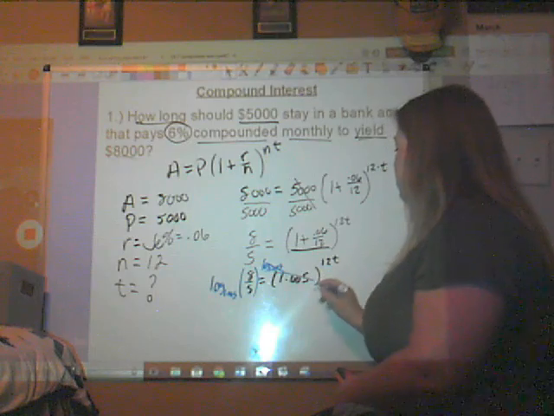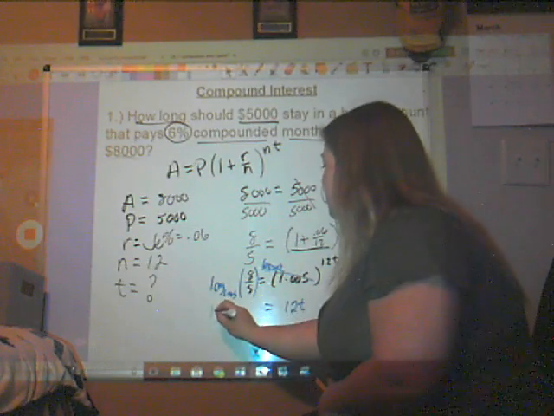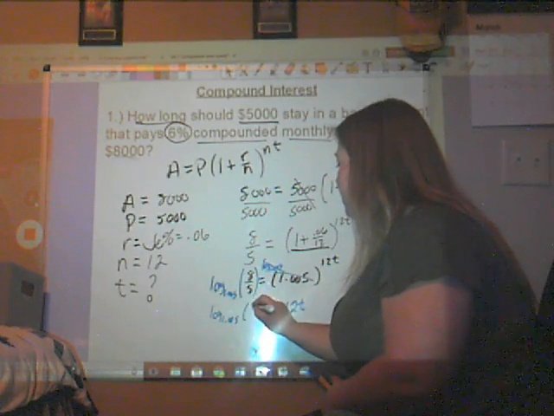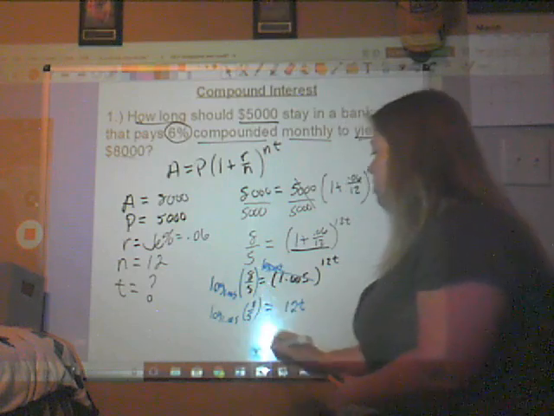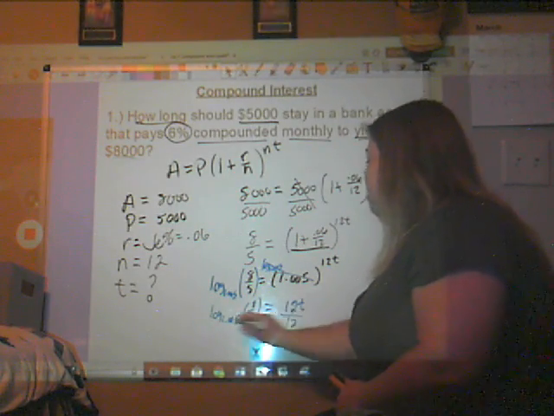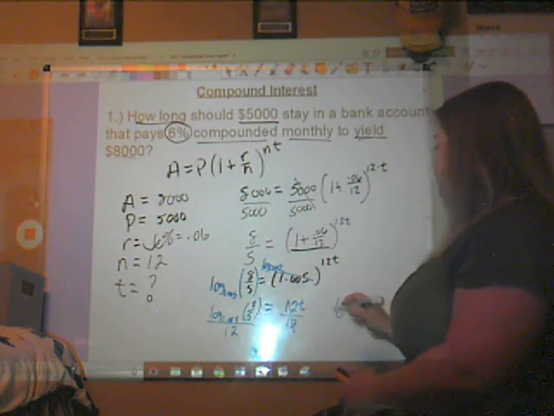These are going to cancel, so this is just 12t on this side. And this is log base 1.005 of 8/5. And that's not going to be a nice pretty number, so I'm just going to leave it. And I want to solve for t, so I divide by 12. So I'm going to type that whole thing in my calculator.